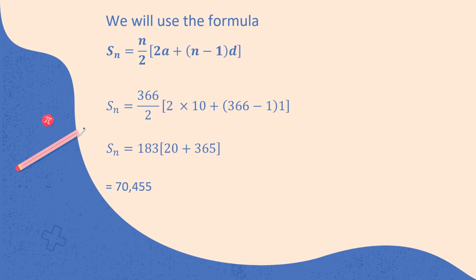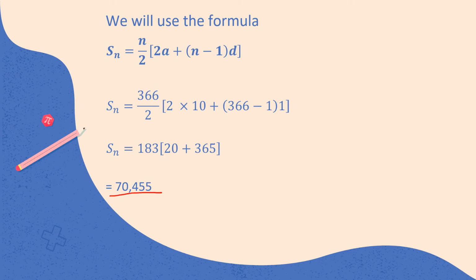We use the formula Sn. We already know that there are two formulas used, and this is the one to get the total. Sn equals n upon 2 in brackets 2a plus n minus 1 in brackets, and d. As you can see, we are using a total. 366 is the number of days upon 2, as per the formula, 2 into 10. 10 is the first term, and 366 minus 1, which is n minus 1, and d is 1. When you open this and calculate, you get a figure of 70,455.